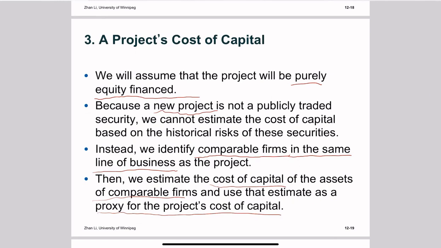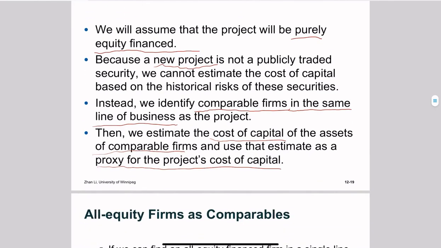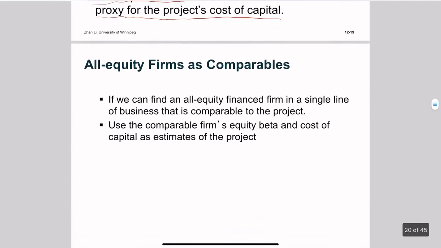Then in this case, you could find some comparable firms, and ideally these comparable firms are in the same line of business as your project. Then you would calculate the cost of capital of that comparable firm or those comparable firms. And then you would use the cost of capital of these comparable firms as the cost of capital for your project. So this is the basic approach here, right? Of course, we have some details, and we also have to pay attention to how we actually do the calculation.